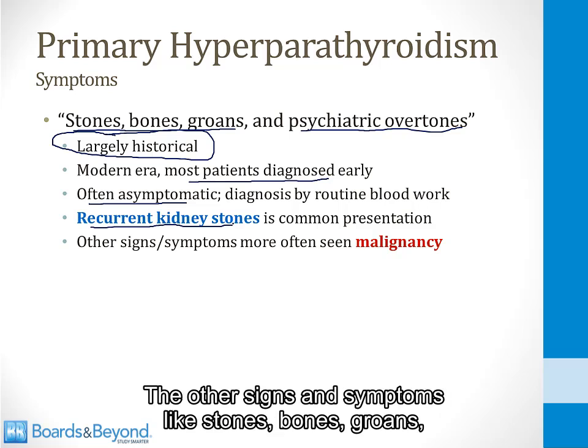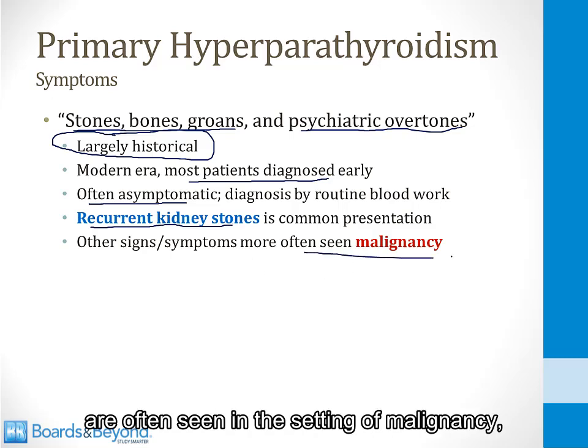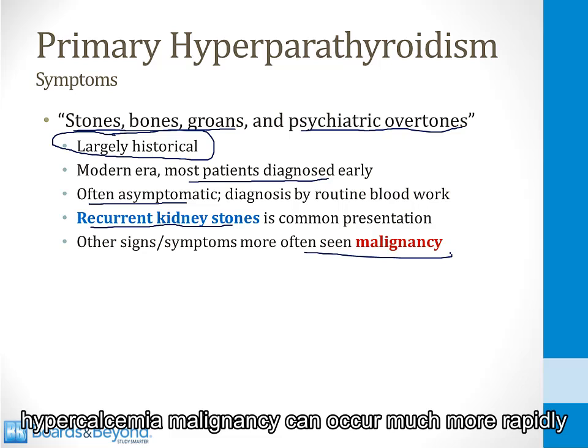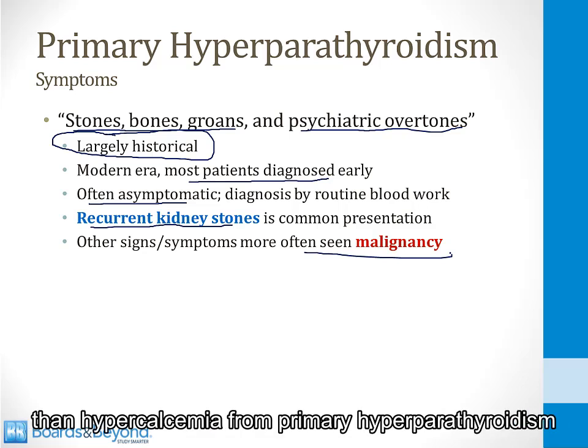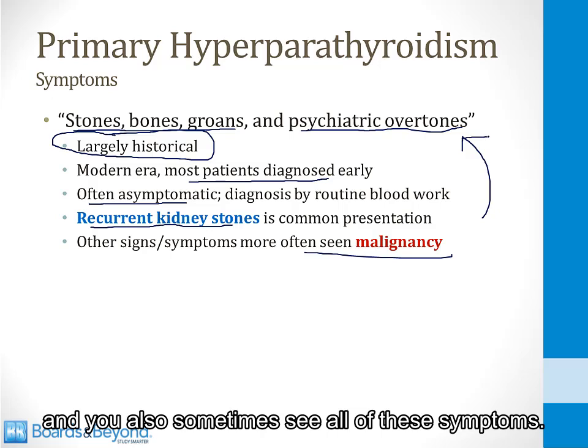The other signs and symptoms like stones, bones, groans, and overtones, when they are seen, are often seen in the setting of malignancy. Hypercalcemia of malignancy can occur much more rapidly than hypercalcemia from primary hyperparathyroidism, and thus patients can quickly develop a high calcium level, and you will sometimes see all of these symptoms.